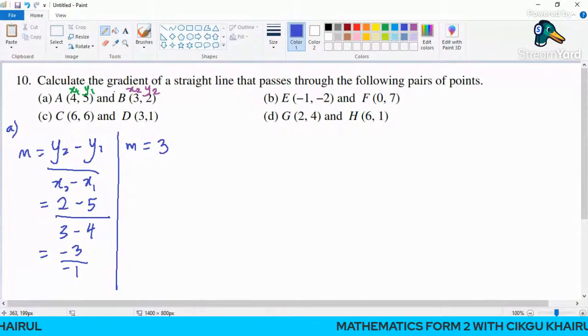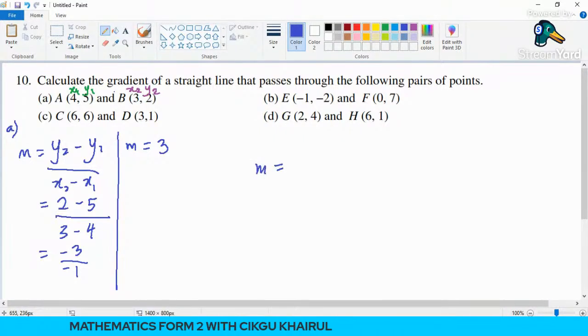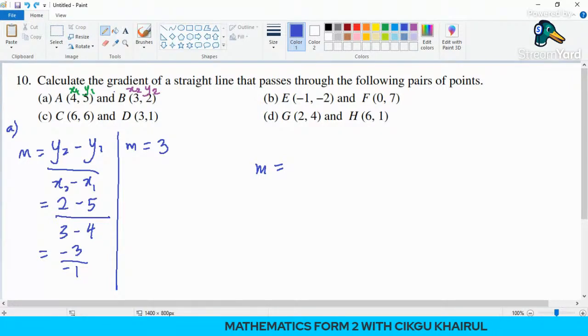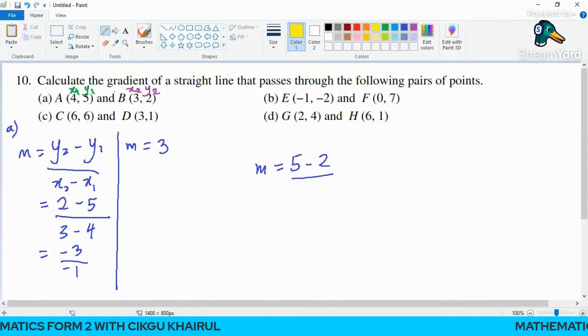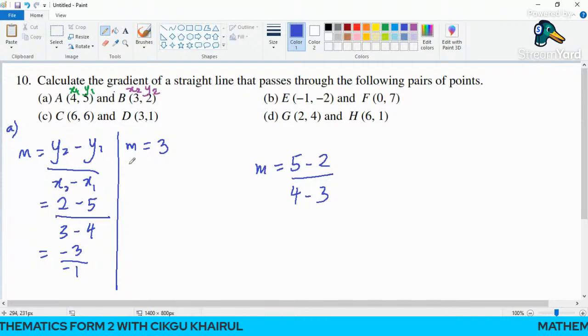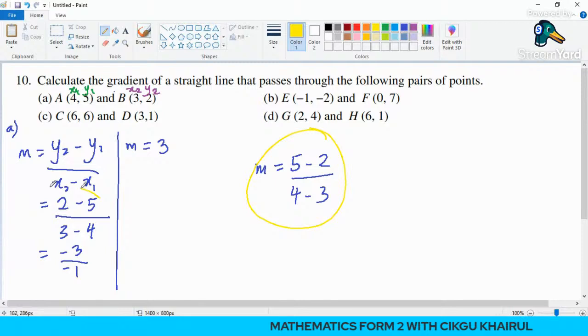The answer is 3. Actually, previously we write 2 minus 5. What happened if I write 5 minus 2 divide with this one? I write 3 minus 4, but this time I want to write 4 minus 3, backwards, compared to this original. Okay, so this one backwards from this one. 2 minus 5, I write 5 minus 2. 3 minus 4, I write 4 minus 3.